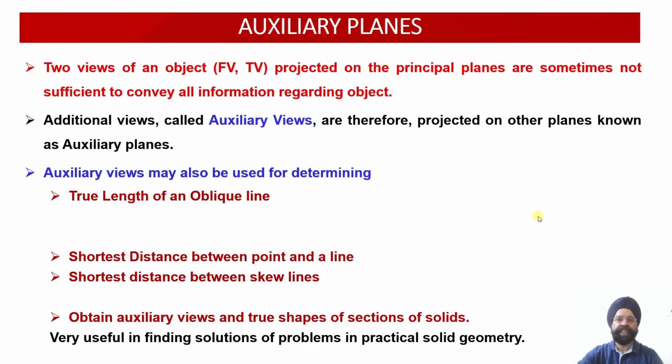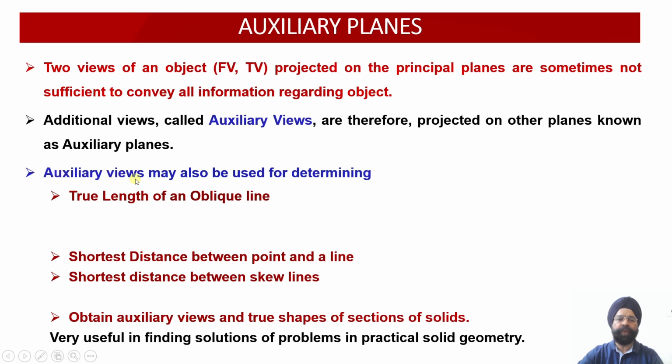Now we have already discussed in our previous deliberations that the two views of an object, front view and top view, projected on the principal planes, vertical plane and the horizontal plane, are sometimes not sufficient to convey all the information regarding the object. The additional views, which are called the auxiliary views, are therefore projected onto other planes which are known as the auxiliary planes. So these planes are auxiliary inclined plane and the auxiliary vertical plane.